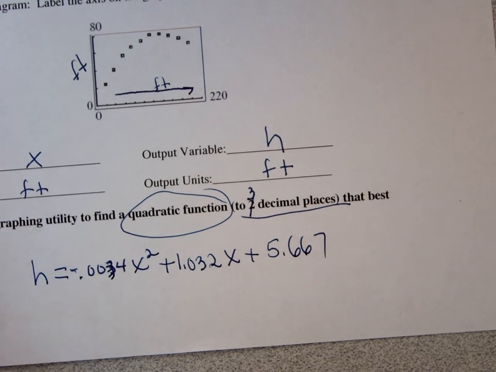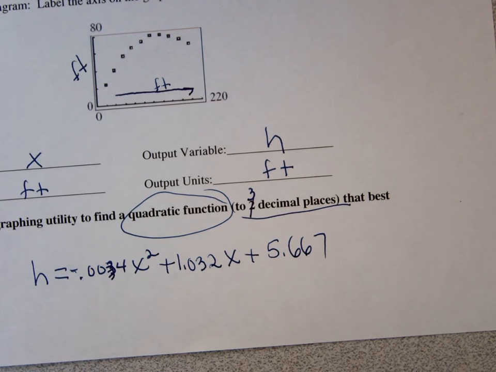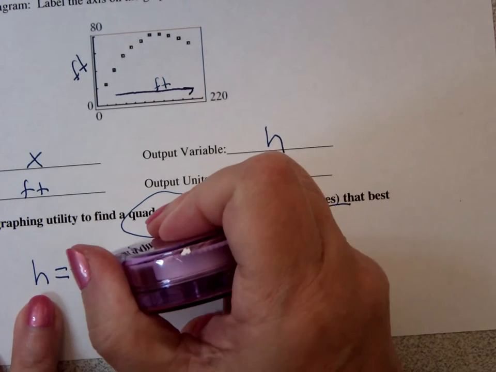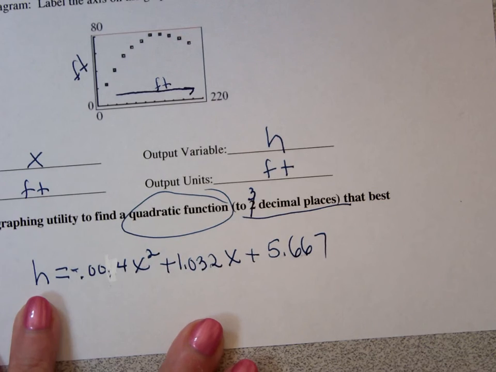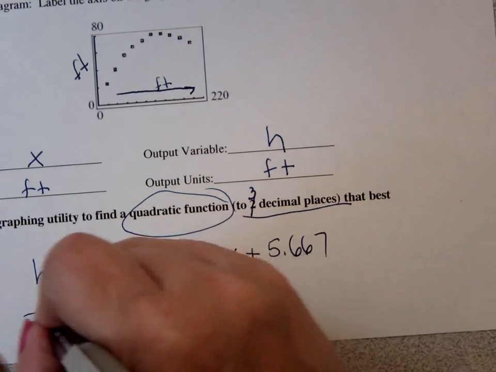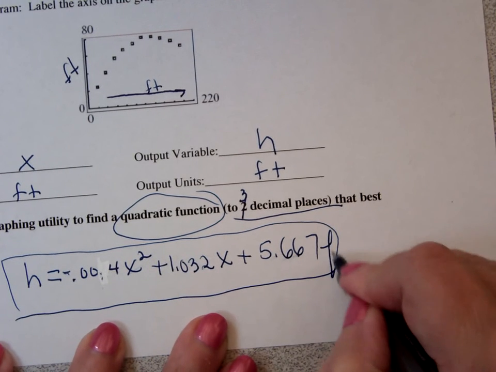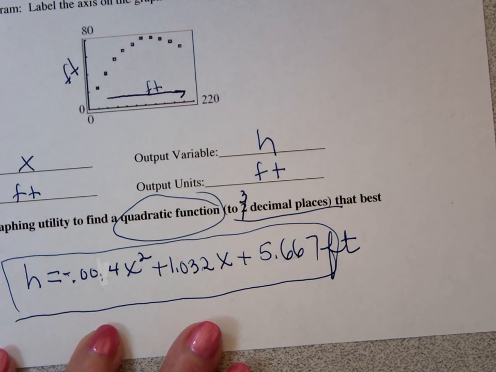And now I work off of this. Put in x, get out y. We're not at the stage yet where we put in y and get out x, although we could, because in order to do that you would need to use the quadratic formula. But that's now my model right there. And this would be in feet. If I wanted to put units at the end, the units would be feet.